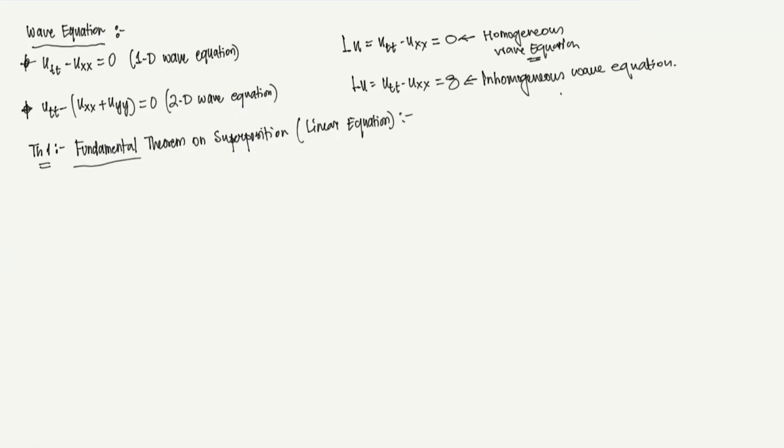Since this equation is a linear equation, as you can see, for now I'm just looking at the one-dimensional wave equation. Let's look at what this theorem says. If you have two solutions, u1 and u2, we start with two solutions of the homogeneous equation. Homogeneous means the source term is 0.